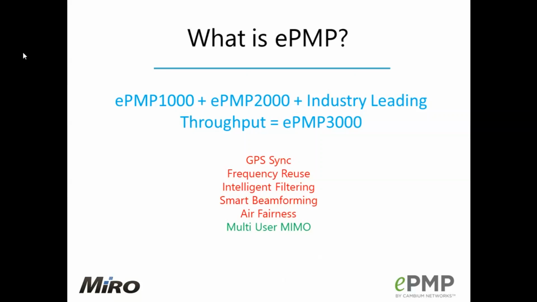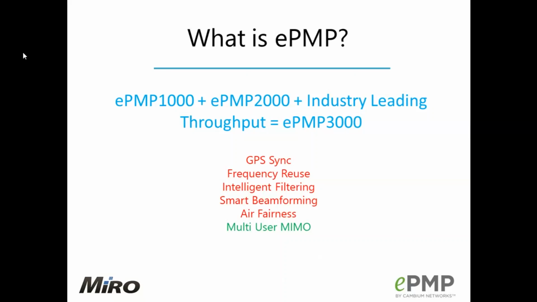So where we currently stand with ePMP is the ePMP 3000. How we got there is from the research and development that has come from its ancestors, the ePMP 1000 and the ePMP 2000, which has then been bundled up with industry-leading throughput. I'll explain to you how that works. Via the ePMP 1000 and ePMP 2000, we saw some state-of-the-art features such as the ePMP 1000's GPS synchronization. Then they follow through with frequency reuse, intelligent filtering, smart beamforming, and airtime fairness.